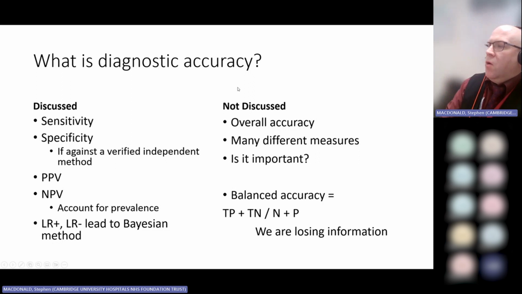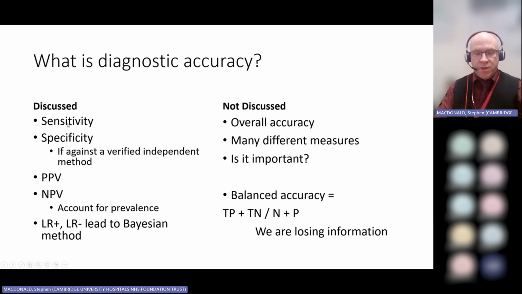So to summarize, we're getting near the end of time now. What is diagnostic accuracy? On the left-hand side are some of the things that we've discussed, and I really wanted to highlight the ones that are most commonly provided to us by our manufacturers: sensitivity and specificity, PPV and NPV, and likelihood ratios, plus and minus, less so. These are the ones that I've focused on today, because these are the ones that are most accessible to us.